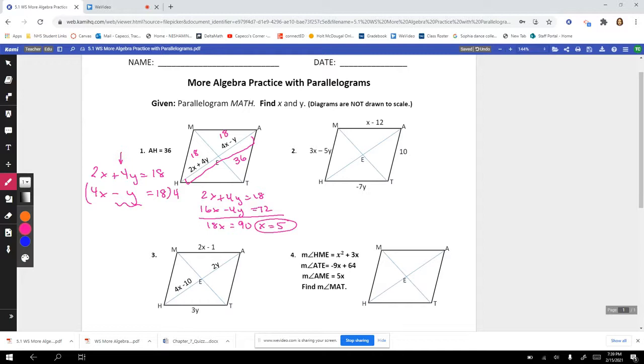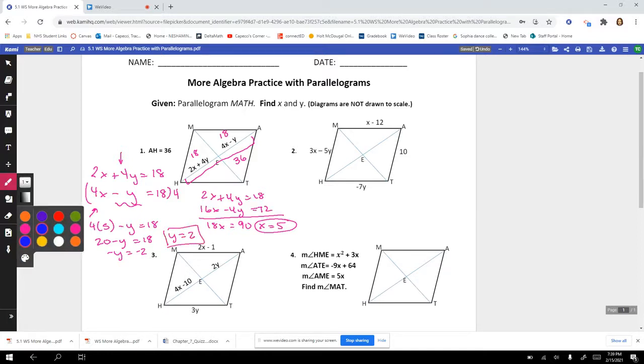Now I'm going to substitute that back into my second equation. I have 4 times 5 minus y is equal to 18. So 20 minus y is equal to 18, and negative y is equal to negative 2. So y is equal to positive 2.